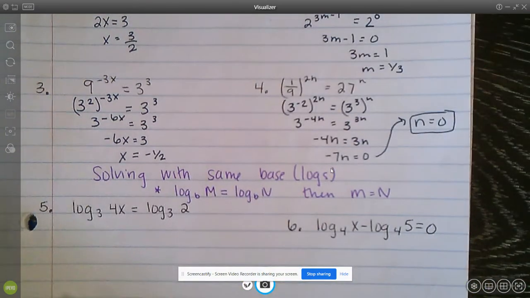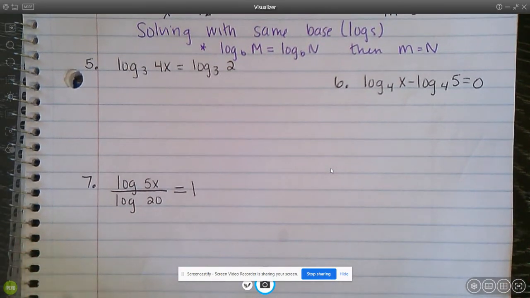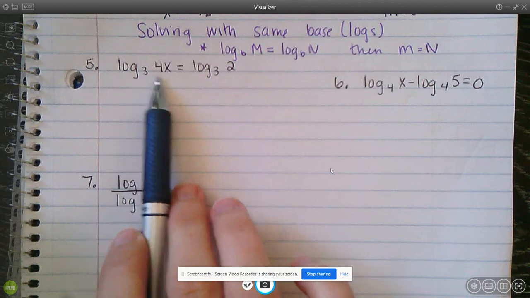Moving on to solving with the same base for logarithms. So when you have the same base for a logarithm, that would be this number down here.